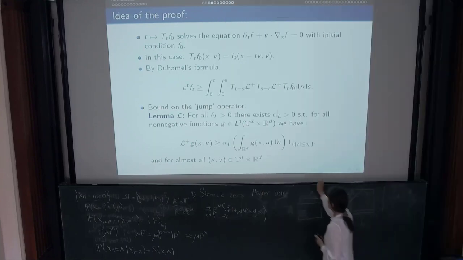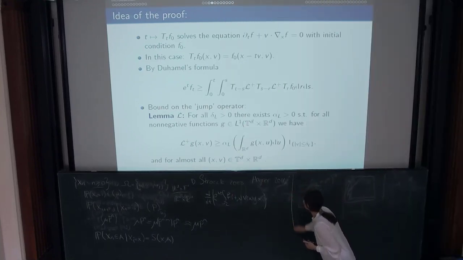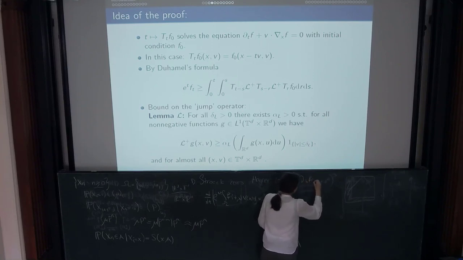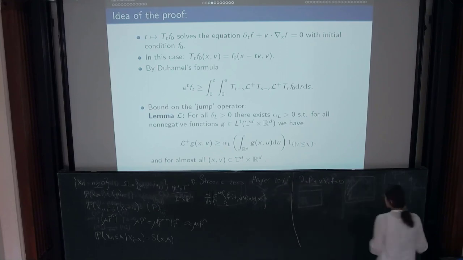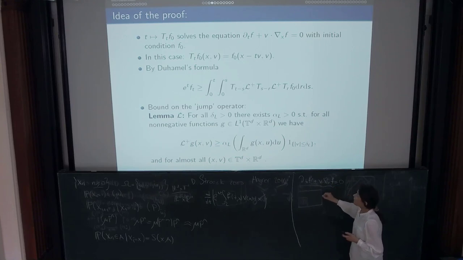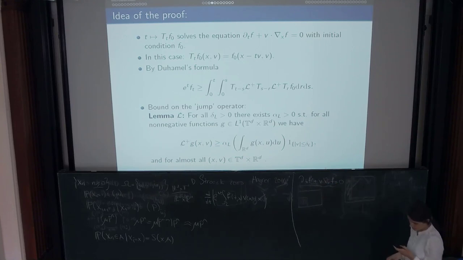For example, for the linear BGK, first we consider only the transport part. Let's say this e^{tT} is solving the transport part, so we can write it in this way. Then if you use Duhamel's formula several times, you can write these solutions as bounded by this, where this is the pure transport operator and L plus is the positive jump operator.